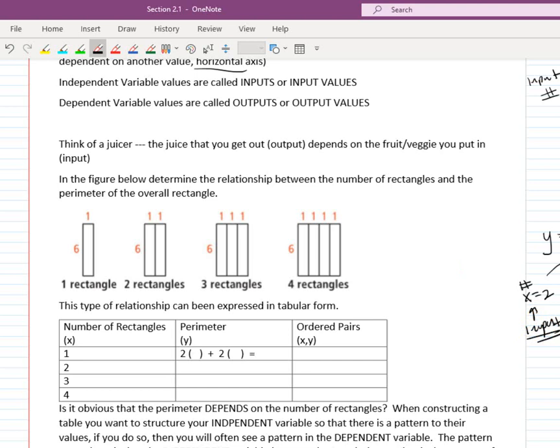But this 7 depended on that 2. Because if it was a 3, put 3 in here, I would get a 9 out. So this value, 7 or 9, depended on whether I chose a 2 or a 3. So that's kind of the relationship there between inputs and outputs.